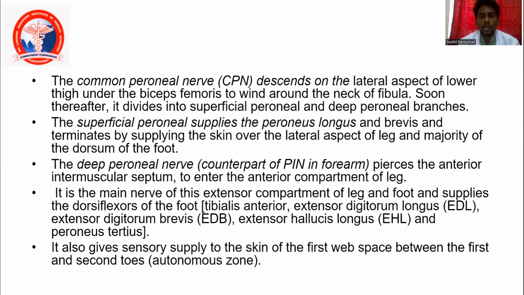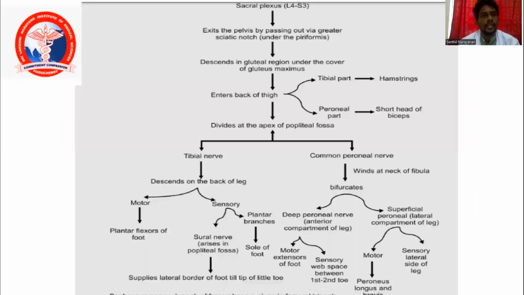The deep peroneal nerve, the counterpart of the radial nerve in the forearm, pierces the anterior intermuscular septum and enters the anterior compartment of the leg and supplies the muscles of the anterior compartment of the leg. It is the main nerve of this extensor compartment of leg and foot and supplies the dorsiflexors of the foot, namely the tibialis anterior, extensor digitorum longus, extensor digitorum brevis, extensor hallucis longus, and peroneus tertius. It also gives sensory nerve supply to the skin of the first web space between the first and second toes, which is the autonomous zone for testing the sensory nerve.